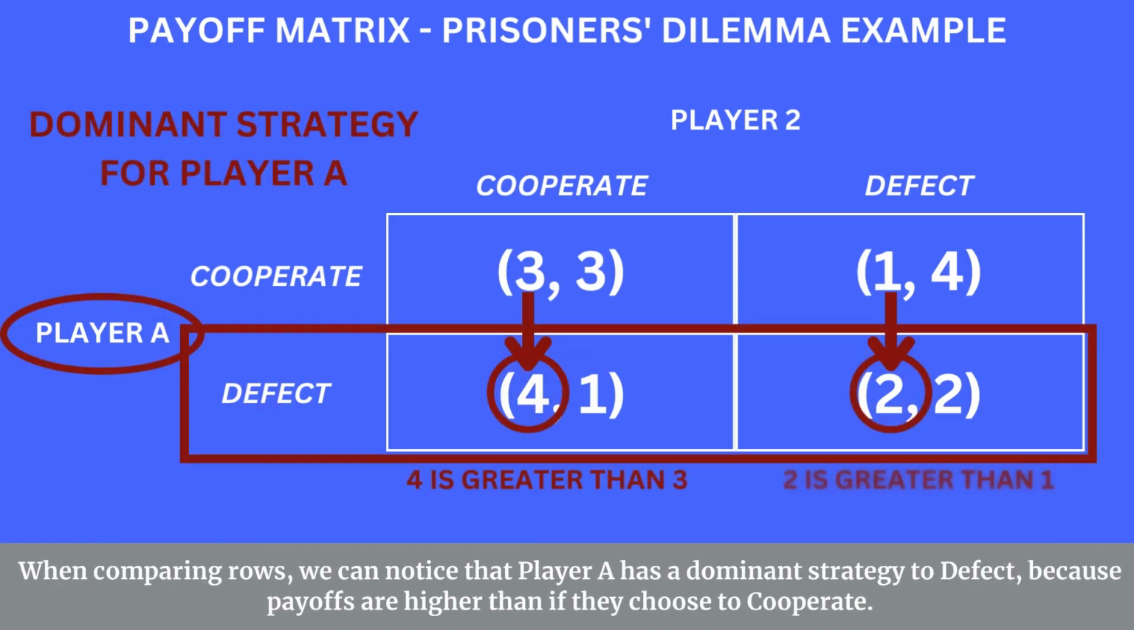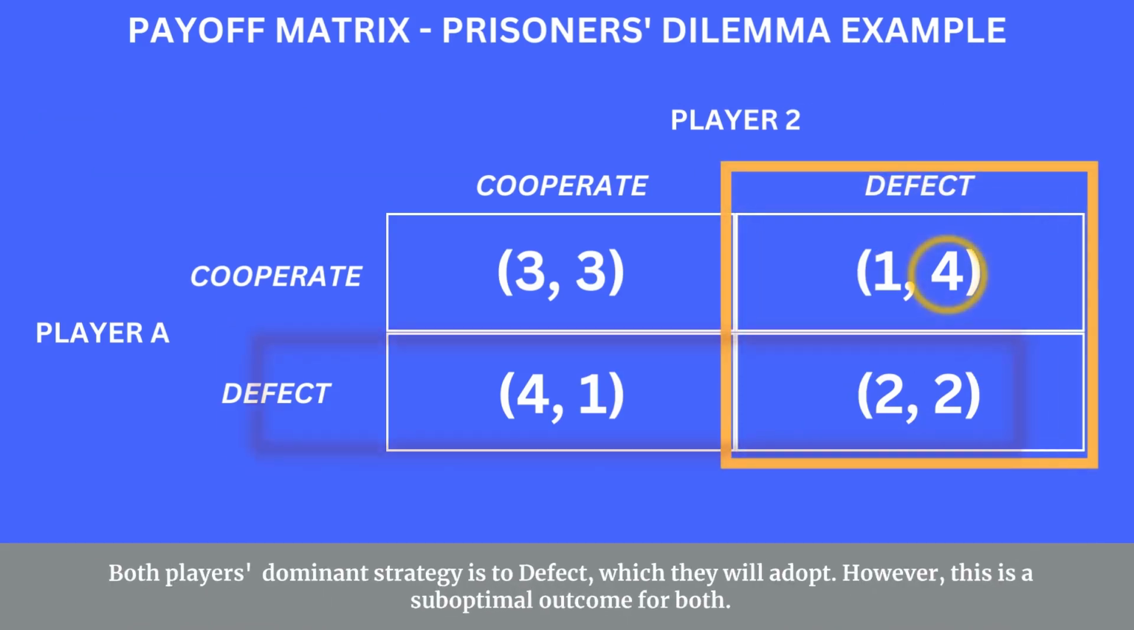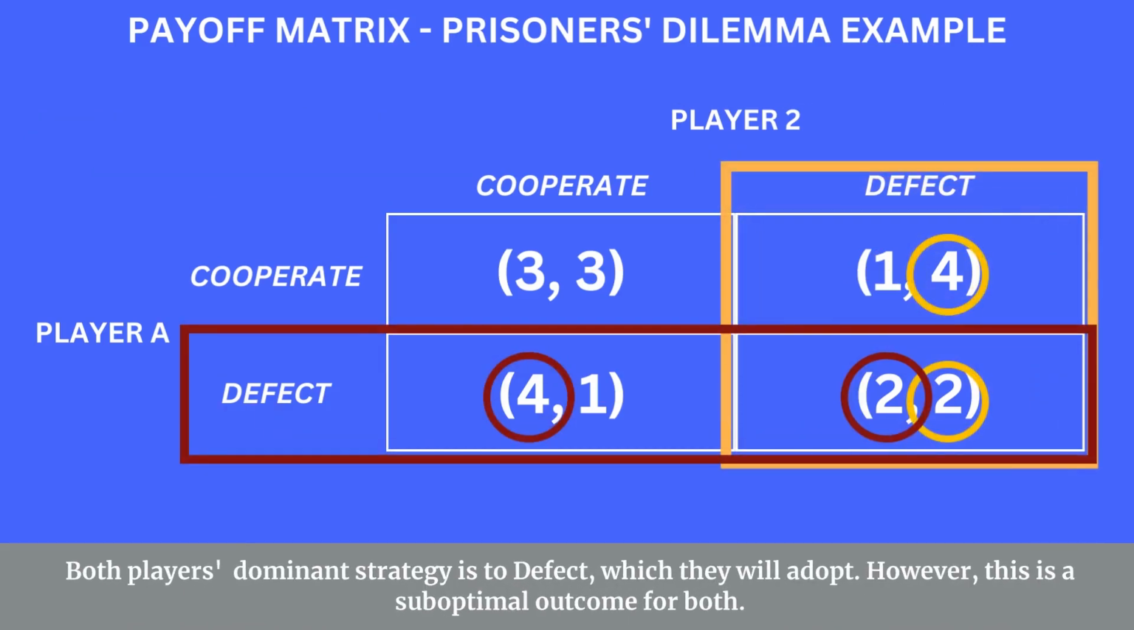When comparing rows, we can notice that player A has a dominant strategy to defect, because payoffs are higher than if they choose to cooperate. Similarly, player B also has a dominant strategy to defect. For player B, payoffs for cooperating are lower than for defecting. Both players' dominant strategy is to defect, which they will adopt.